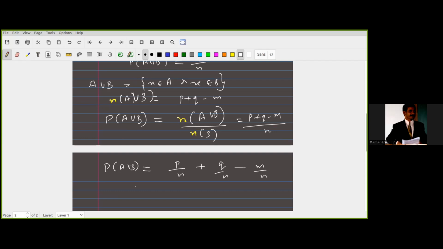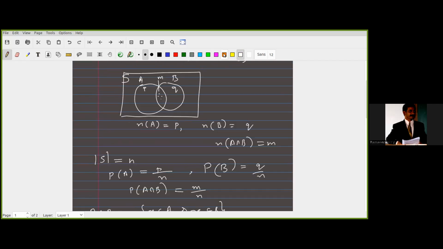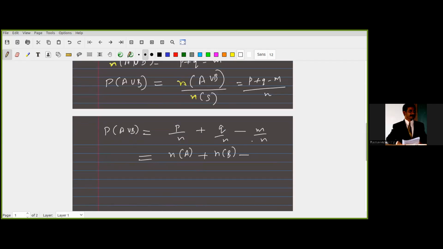But we already know that P by N is nothing but N of A, Q by N is nothing but N of B. M by N, what is M basically? M is this orange portion, right? It's an intersection. So M is intersection. So it is nothing but N of A intersection B. Everywhere divide by N of S, divide by N of S, divide by N of S. Right?